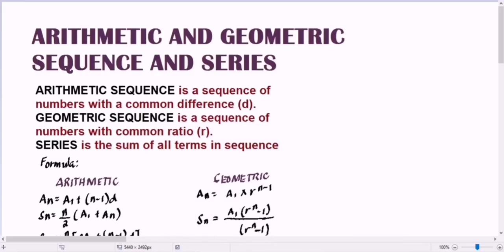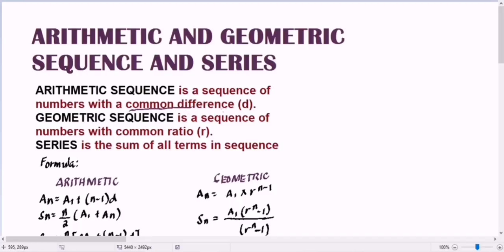Now, yung series na tinatawag naman, it is the sum of all terms in sequence. Regardless kung arithmetic man yan o geometric. Okay? So, dito, i-differentiate lang natin yung dalawa. Pag sinabi natin arithmetic sequence, meron siyang common difference.